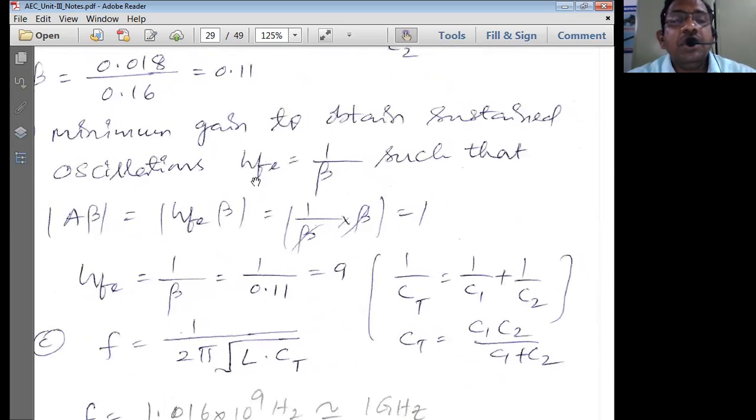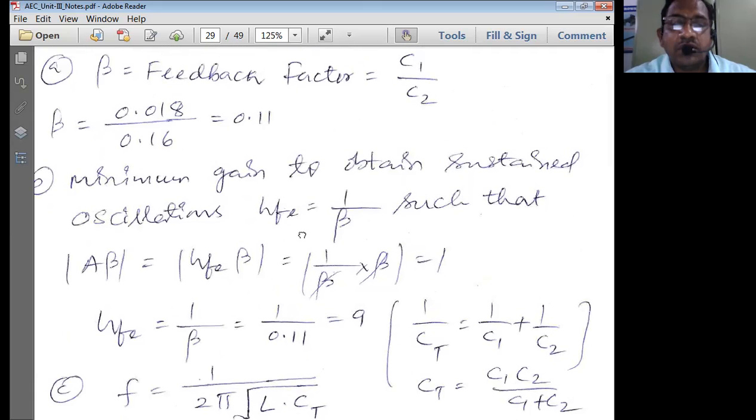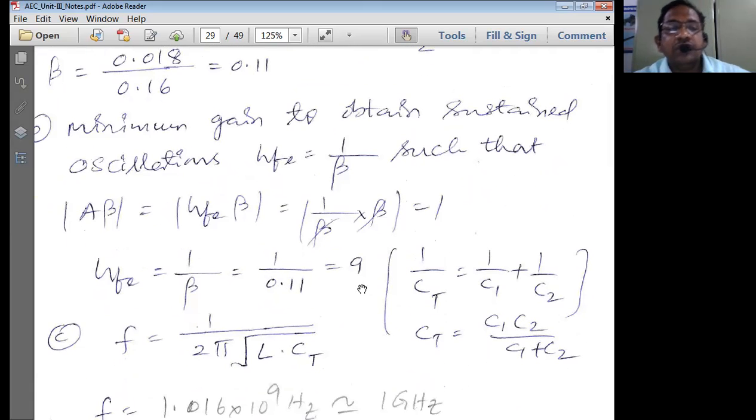Then next, we have to find the minimum gain to obtain sustained oscillations. What is the minimum gain required? HFE should be equal to 1 by beta, because we know from Barkhausen criteria HFE into beta should be equal to 1. Therefore A beta is equal to HFE into beta, which is 1 by beta into beta, equal to 1. So HFE is equal to 1 by beta. We already know beta is 0.11, so 1 by beta is nothing but 9. Therefore, the minimum gain required in the amplifier to obtain sustained oscillations is 9.